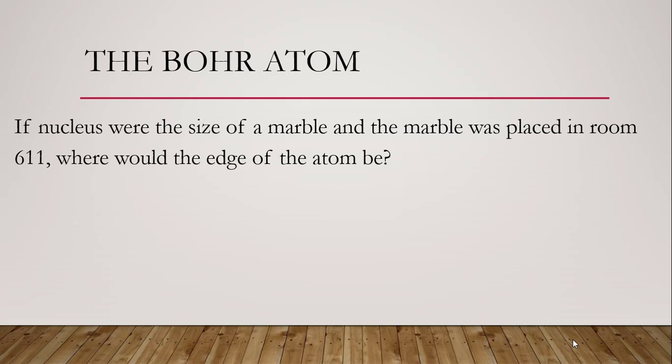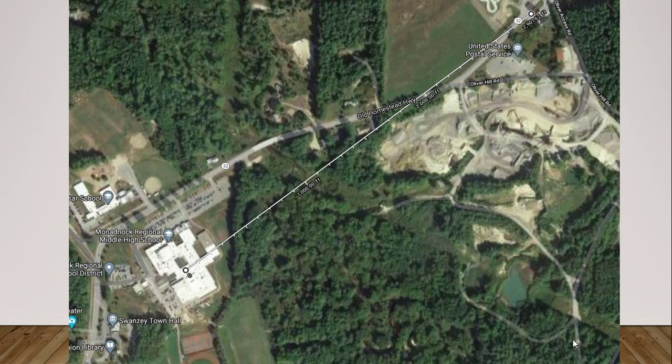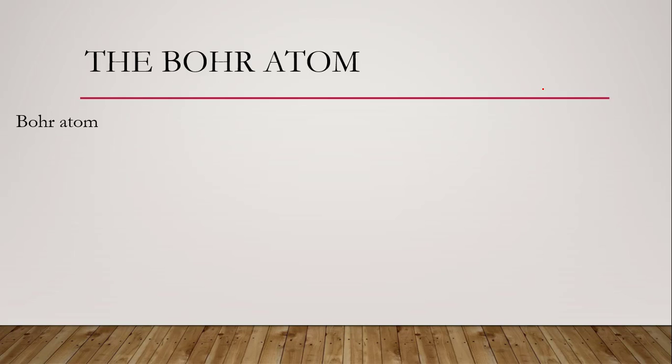So let's try and put it into terms that you can actually visualize. Suppose we took a marble, just a standard marble, and placed it into room 611. Where would the edge of the atom be? It would actually be up the hill at Neighbors. Take a look at the map, and you can see right here where the marble is. Up here is Neighbors. That's about 2,900 feet. This would be the nucleus, a marble, and the edge of the atom would be here. That's quite a difference.